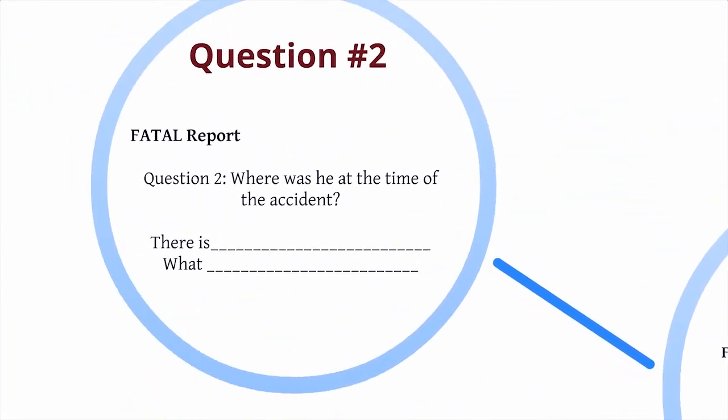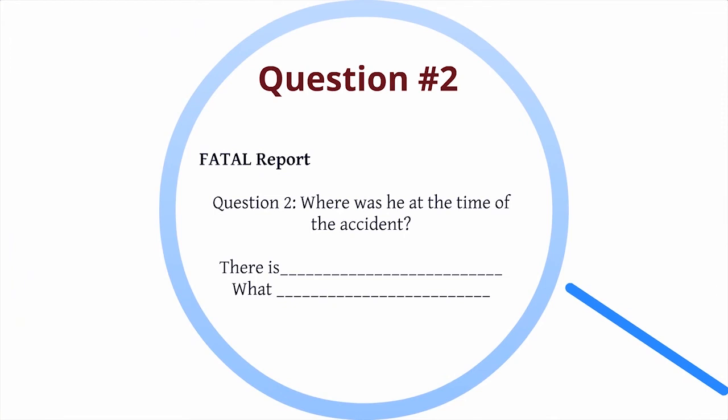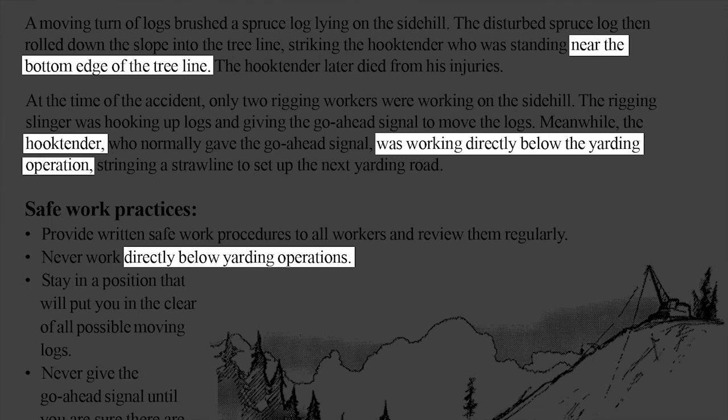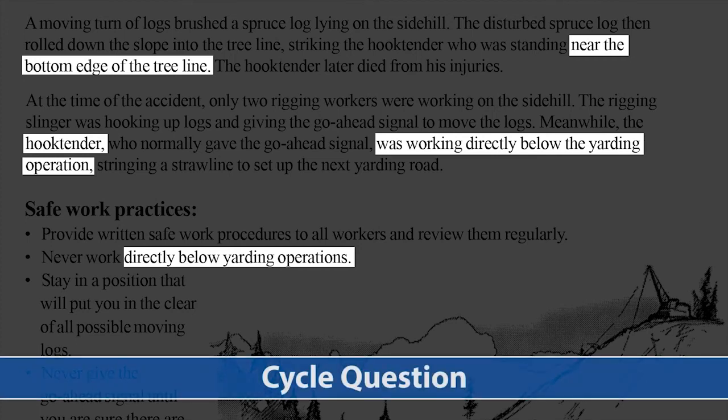Task 2. Where was he at the time of the accident? There was a location where he was when the accident happened. What was that location? So breaking down the question into there was, the information you find, and what was the information you need to look for. Scan for hook tender, working, doing, and similar words. Locate the parts of the sentence that contain these answers. There might be more than one place to find this answer. Find: near the bottom edge of the tree line, directly below the yarding operation. Decide: this is your answer. Do you see how this is a little harder? You have to find the information in more than one place. This is a cycle question.